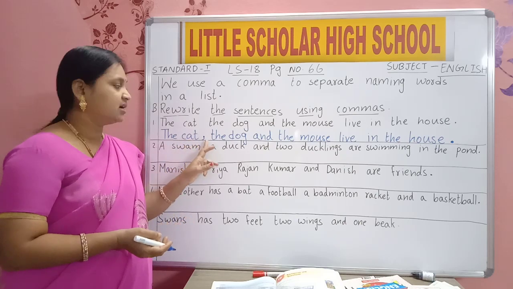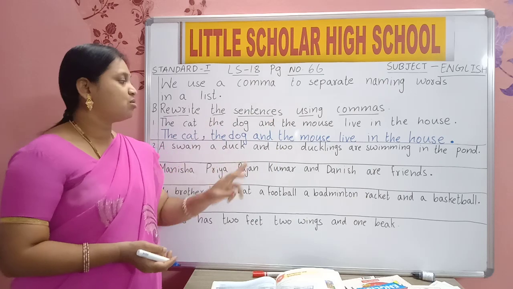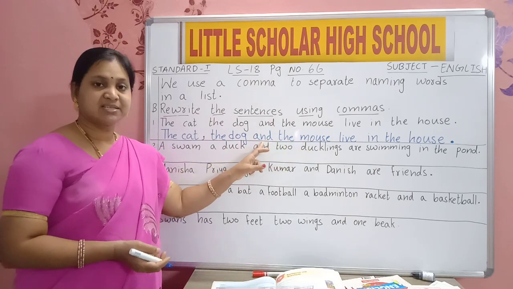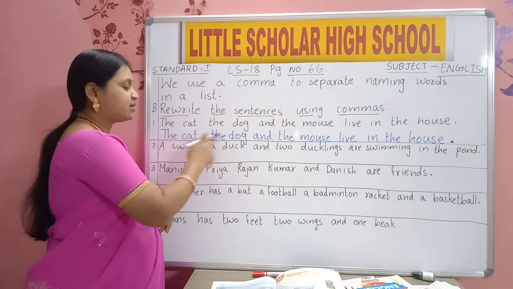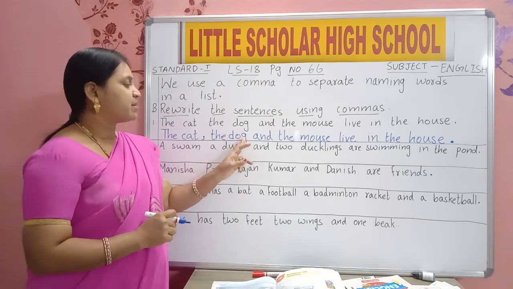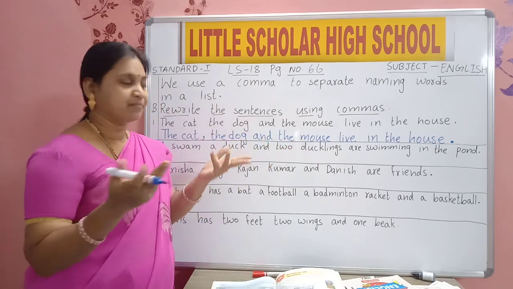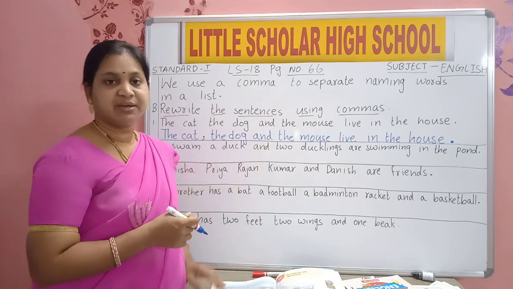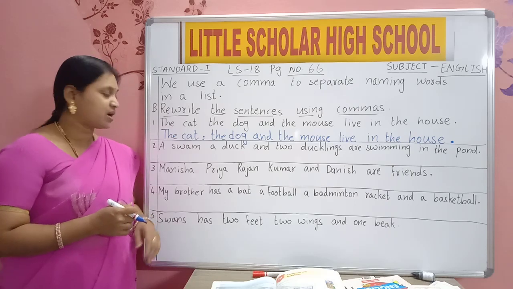The cat, comma, the dog and the mouse live in a house. Before the mouse, "and" is given, so there is no need to put a comma here. To separate the cat and dog we should put a comma. To separate the dog and mouse, "and" is given, so no need to put a comma. The cat, comma, the dog and the mouse live in the house. Shall we read the next one?